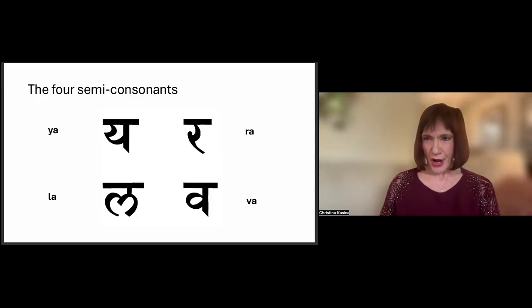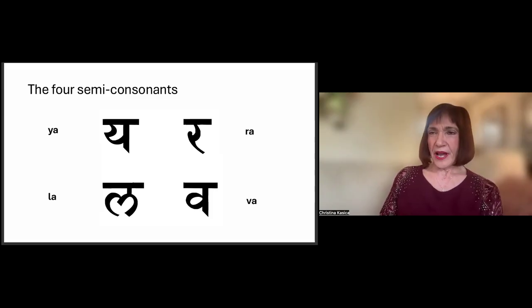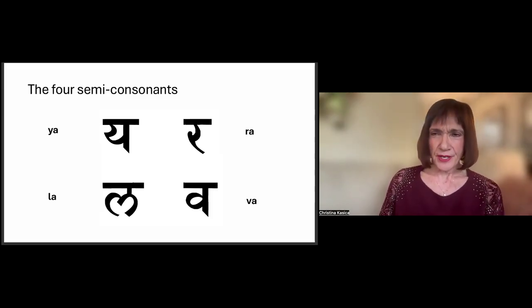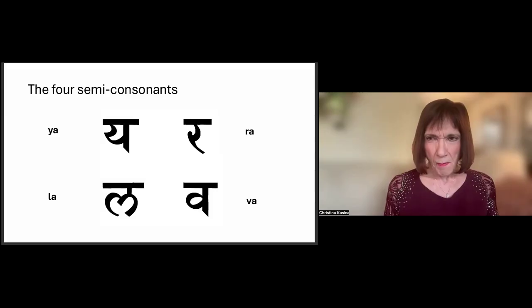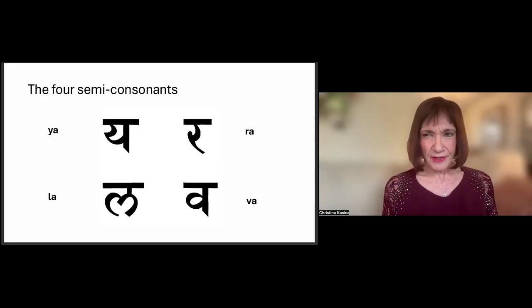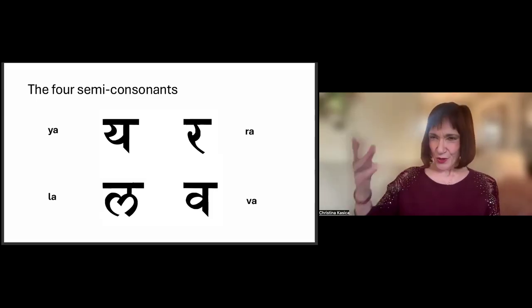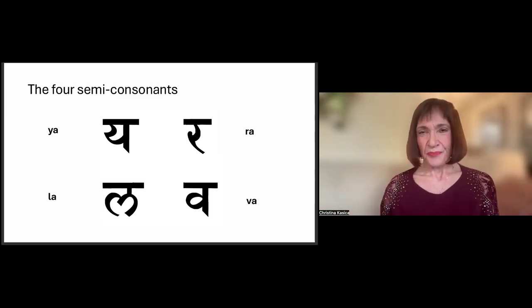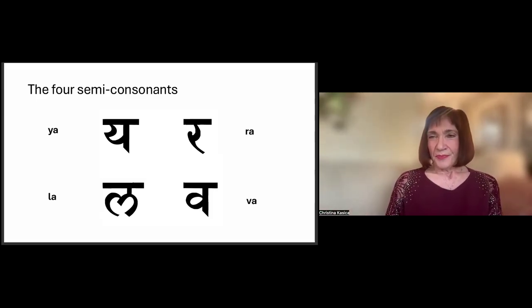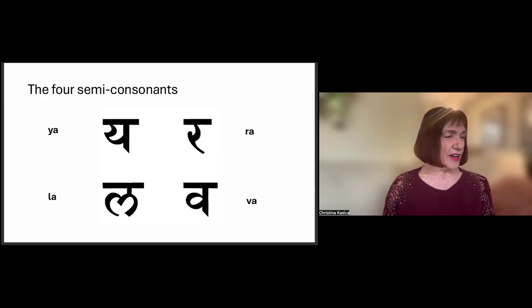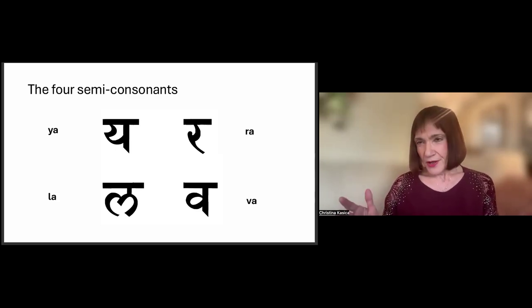Ra. Ra. Ra. We have a Russian speaker here, don't we? Can you say ra for us? Ra. Good. And we have a Spanish speaker, I think. Can you say ra? Ra. See, it's a strong rolled ra. Now, this is a semivowel, semiconsonant.